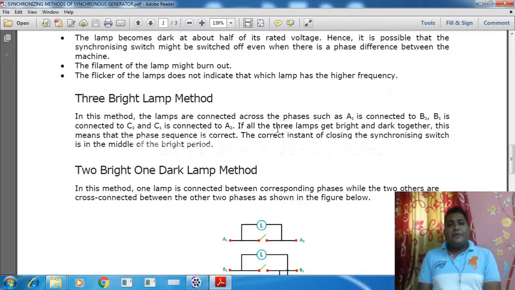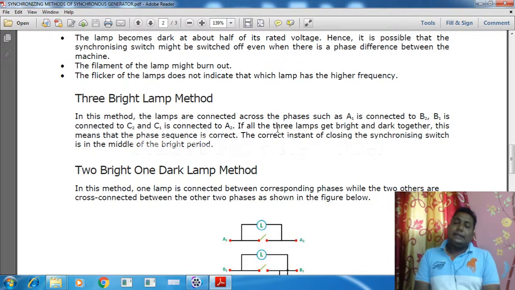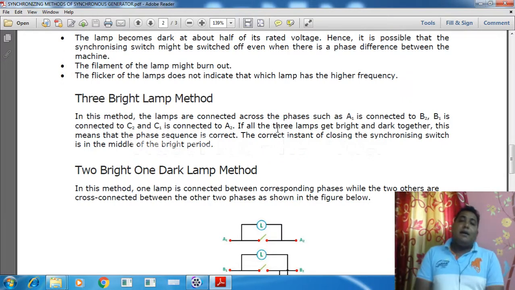Okay, if all the three lamps get bright and dark together, this means the phase sequence is correct, and if it is not, just make the change. And the correct instant of closing the synchronizing switch is the middle of the bright period.